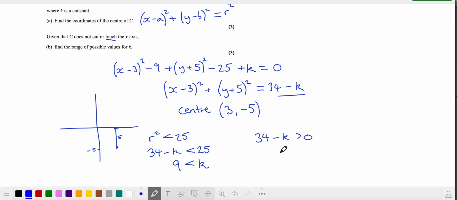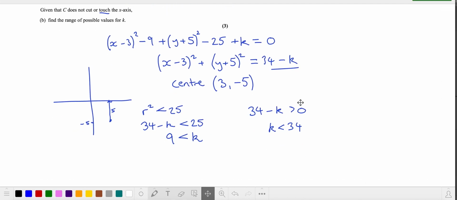Rearrange that by adding k to both sides. k is less than 34. Yeah, my brain's gone to sleep. k is less than 34, obviously, when we add k to both sides.